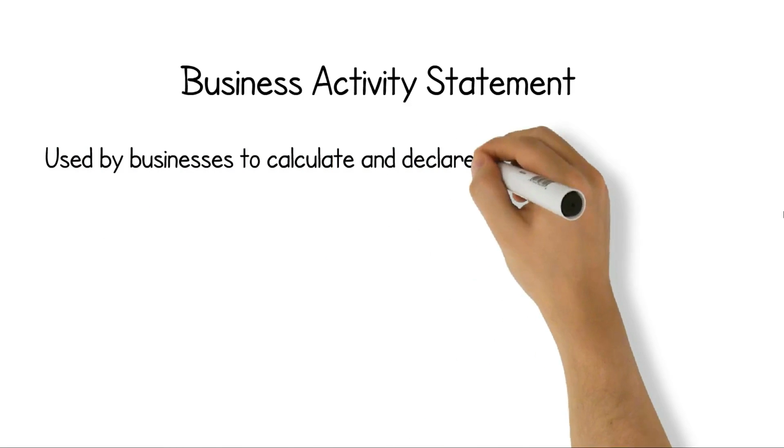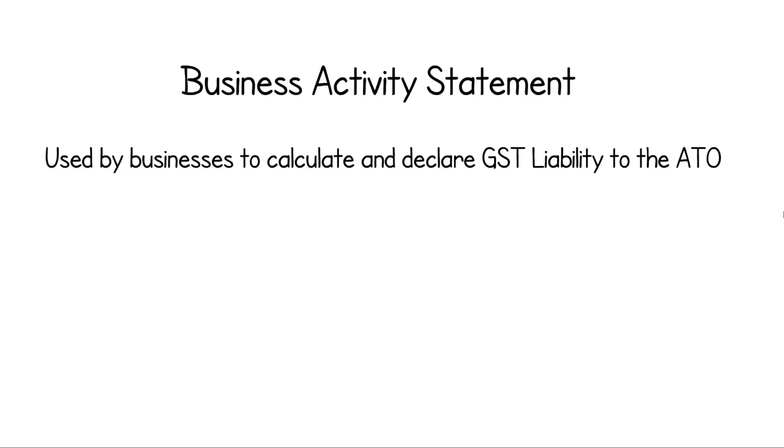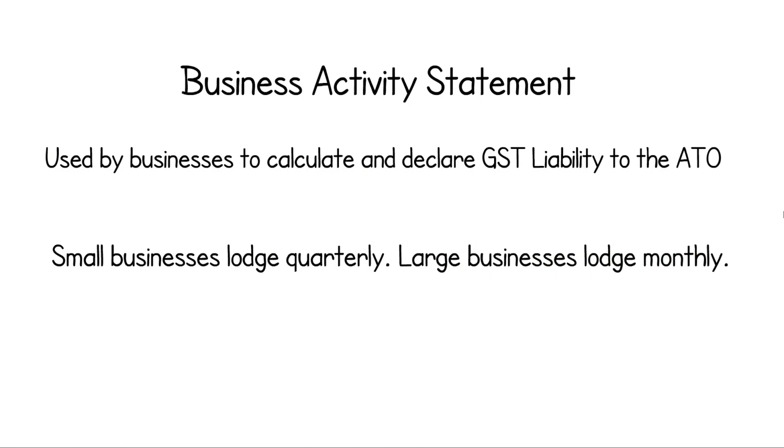To calculate the GST, businesses fill in the Business Activity Statement or BAS and lodge it with the ATO every year, quarter or month, depending on the size of the business. The BAS form follows the same calculation discussed in this video.